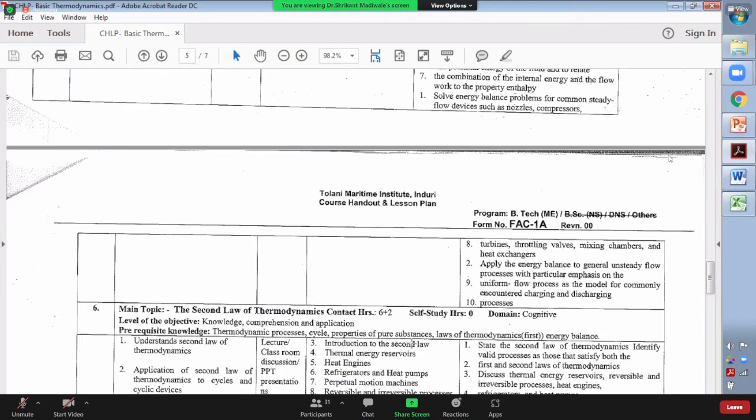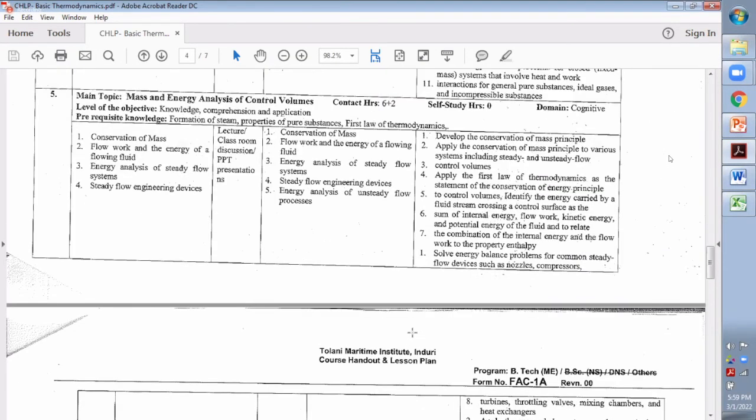Topic number 5 moves hand in hand with topic number 3, that is properties of pure substance. When you cover unit number 3, half of unit number 5 will already be covered. So unit number 2 with unit number 5, unit number 3 with unit number 2 and unit number 4, and unit number 3 with unit number 5. So there is a dependency of topics.